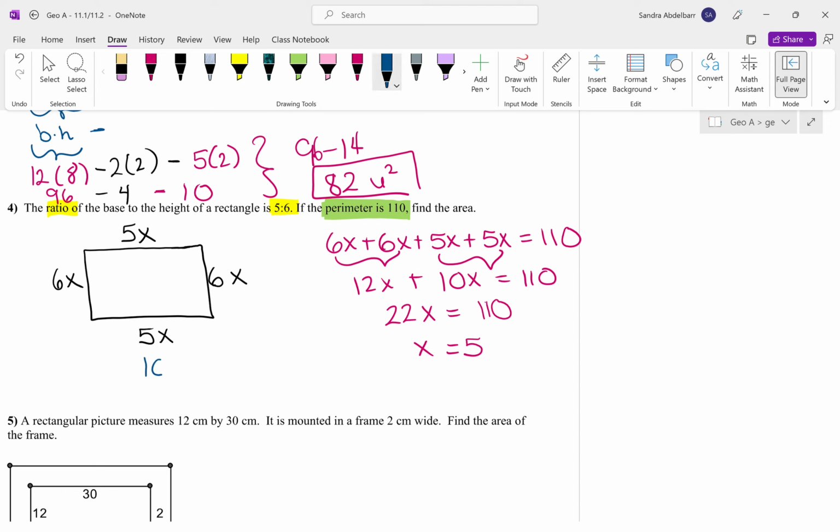All right, now that we know x is equal to 5, I'm going to go back and plug in. So we're 10, 12, 12, 10. Oh, that's wrong. What am I doing? I plugged in a 2, not a 5. I'm sorry. Let's try this again. We are 30, 30, 25, 25. There we go.